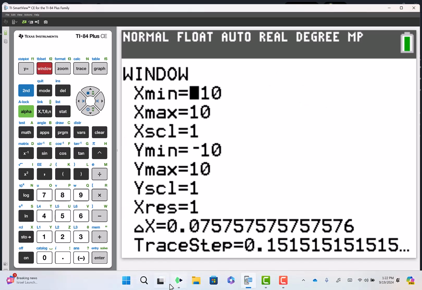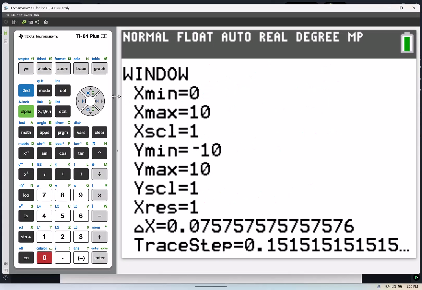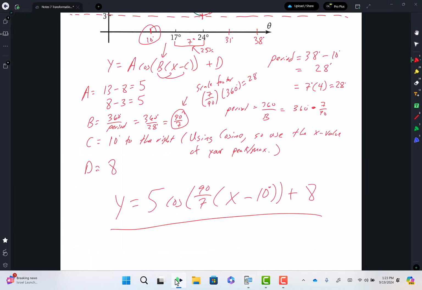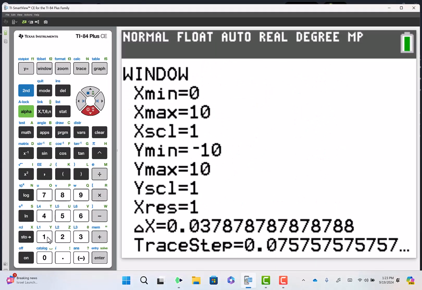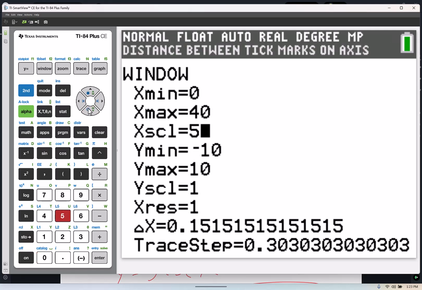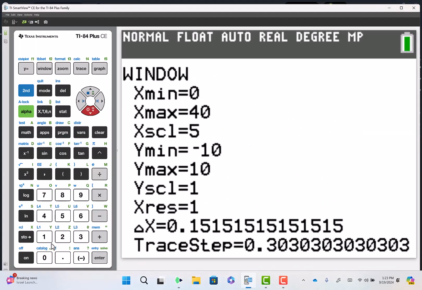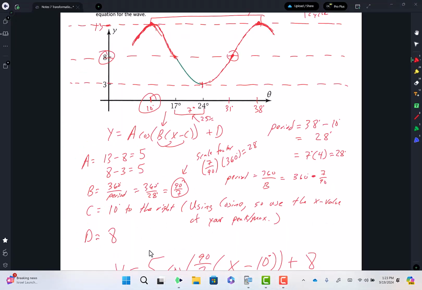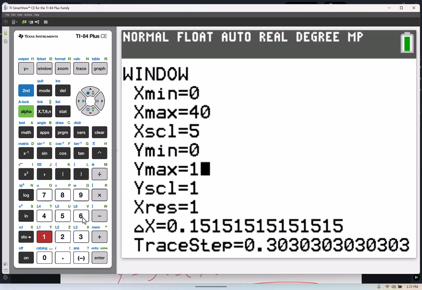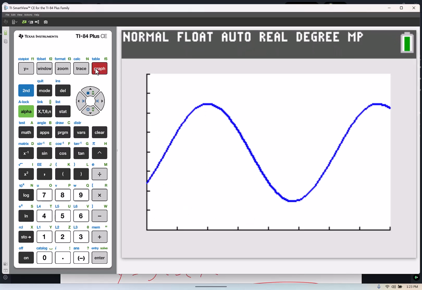Click on window. The smallest x value I have was 10. I'm going to say 0. My biggest x value is, let's see, 38. So I'm going to say 40. Scale, you can go by 5 or 10 or 20. Y min, it looks like, let's say 0. And then Y max, let's say 13. So let's say 16. And then Y scale 1 or 2 or 5 if you want. X resolution, delta X, and trace step, leave them alone. Push graph, and there it is.